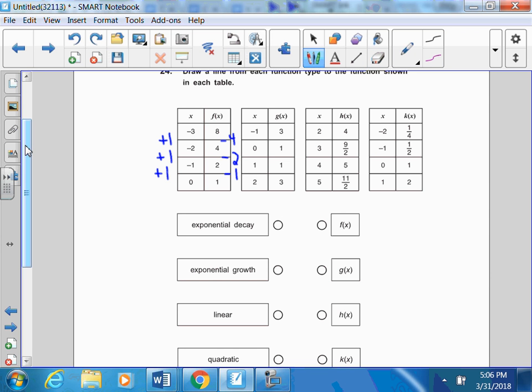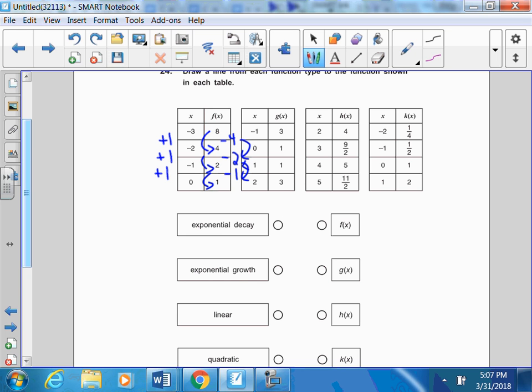Well, if you look at the change in the y, could you say that it's being multiplied or divided by a number? Is there something going on there? If we go from 8 to 4, we can say we're multiplying by a half, or dividing by 2. Multiply by a half, multiply by a half, and you've got the same thing going on. So if you look at that, it's got to be exponential.